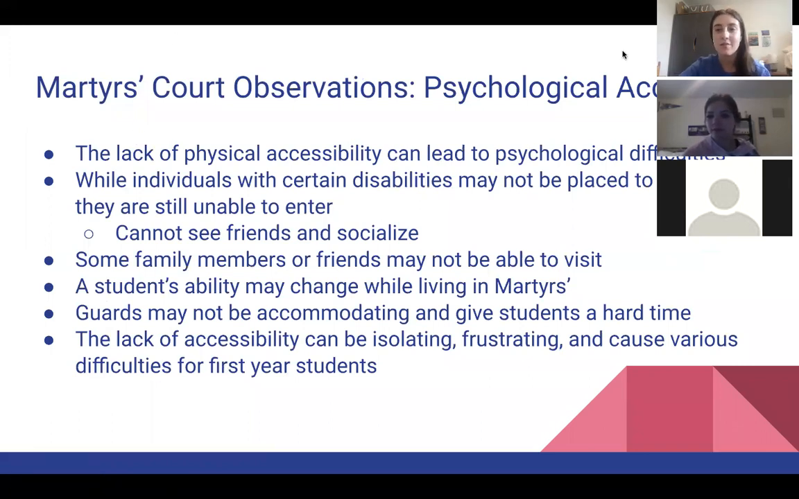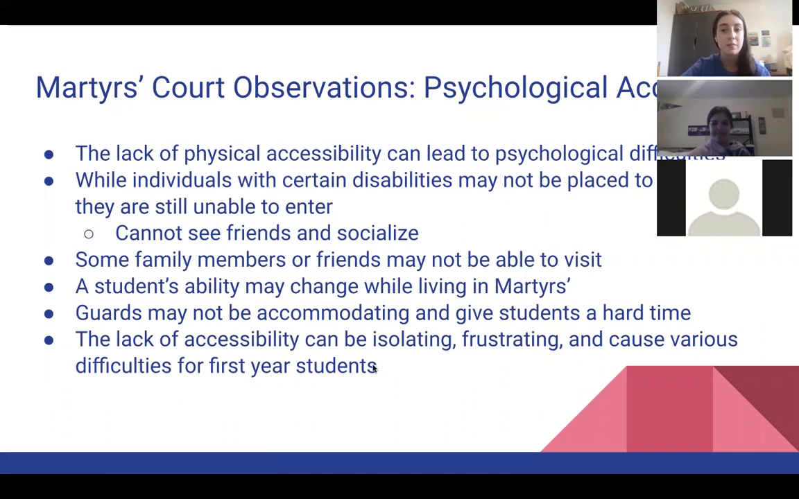So there are a lot of psychological accessibility issues that come along with Martyrs' complete lack of physical accessibility. We would hope that Fordham would not place individuals with certain disabilities into Martyrs Court as they physically cannot enter. Even if they're still living in another building, they can't go see their friends in Martyrs Court. And of course, most of these students are freshmen, their first years, which is a really tough time in college, period. And then adding this barrier for certain students just makes it that much harder.